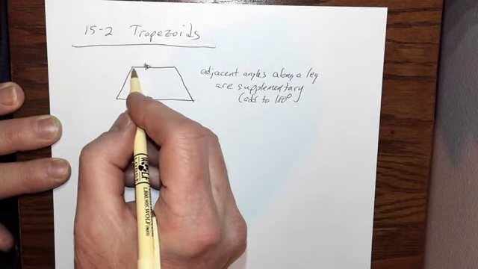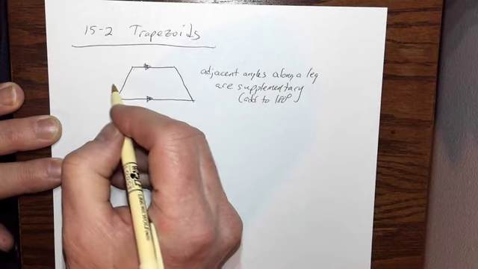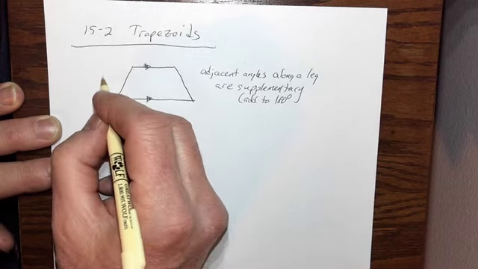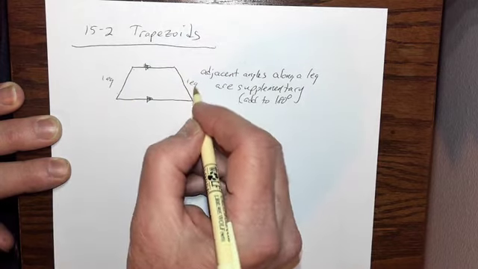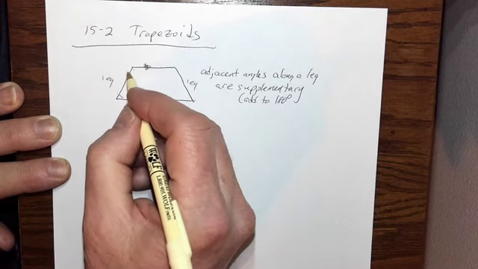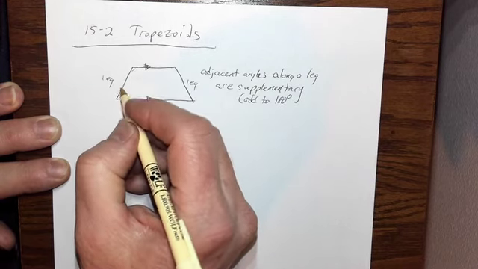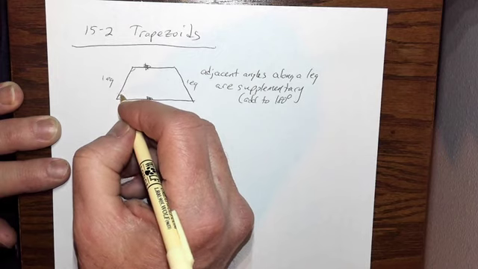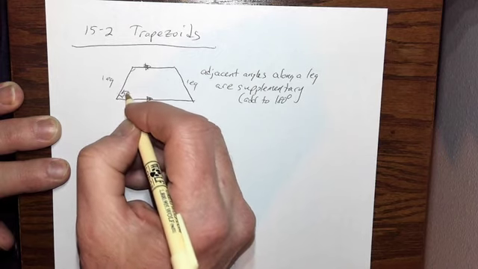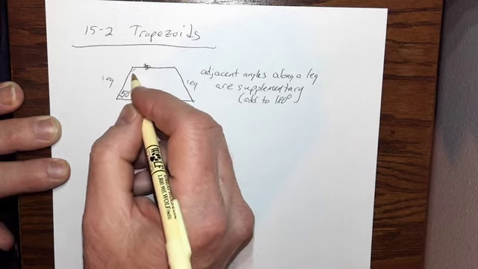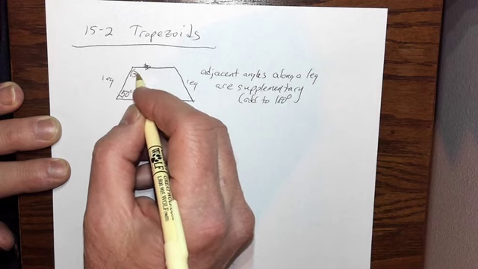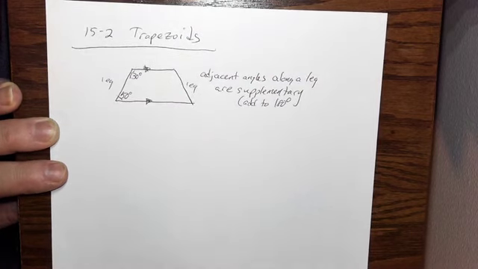And so these two angles along this leg, the two sides that aren't parallel, is called a leg. So the two angles along this leg, these two angles, are supplementary. They have to add up to 180. So if I told you this was 50 degrees, subtract 50 from 180, and I'd find out that's 130 degrees.